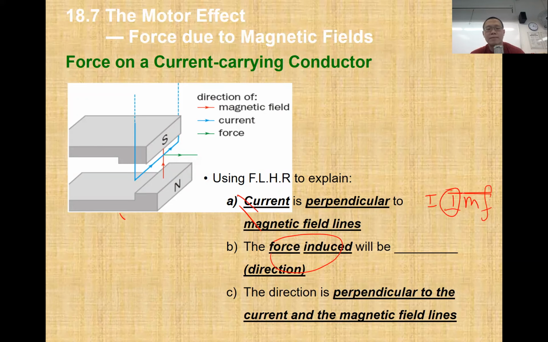Then, because of their interactions, you find that the force induced. Remember the use of the word induced: induced means it's indirectly created, it's a secondary process. When the force is induced, I need to know the direction, which is right, left, up, down, towards so and so, away from so and so. So I need to know the direction. This is the one that you need to be correct.